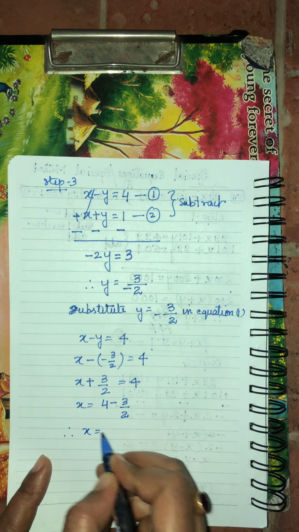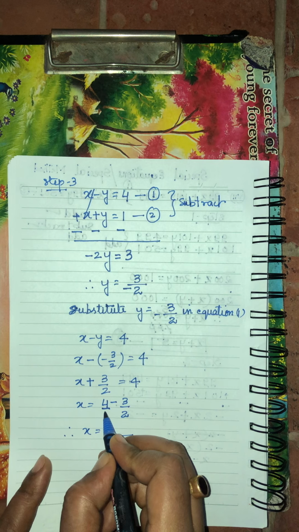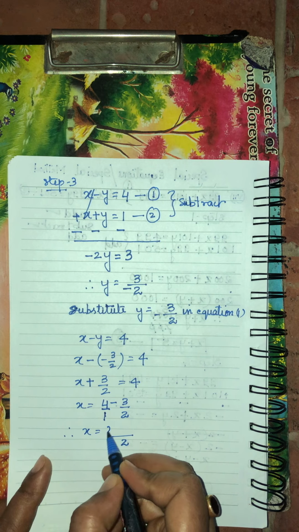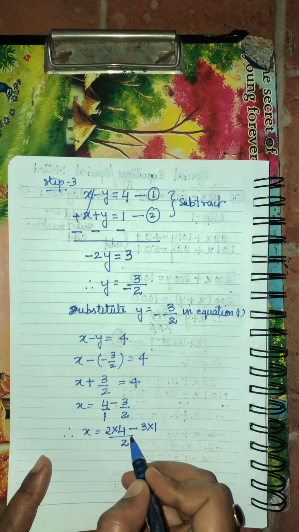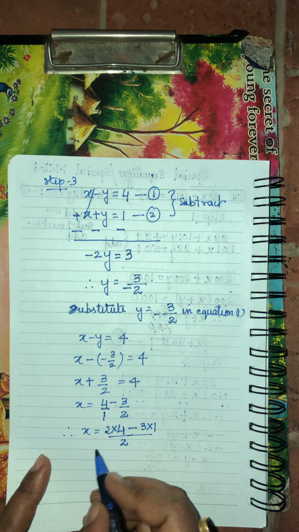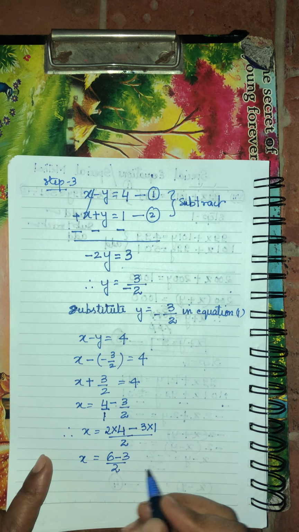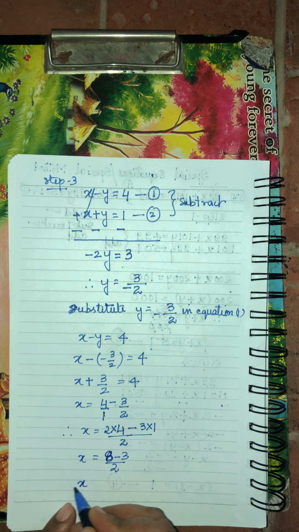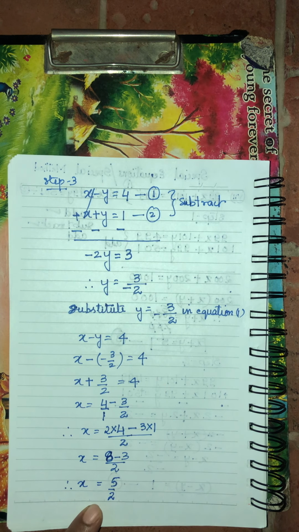Hence x is equal to, children, take the LCM 2. So this is now number means 1. 1 into 2 is 2. So 2 ones are 2. 4 into 2 means cross multiply, children. Cross multiply. Minus 3 into 1. See, 4 into 2 minus 3 into 1. That gives you x is equal to 6 minus 3 upon 2. It is 4 2s are 8, children, not 6. 8 it is, 8 minus 3. Therefore, x is equal to 5 upon 2.